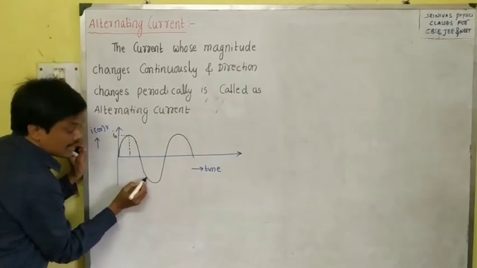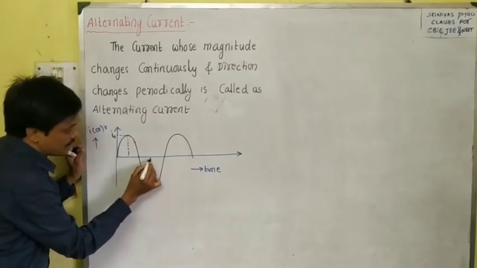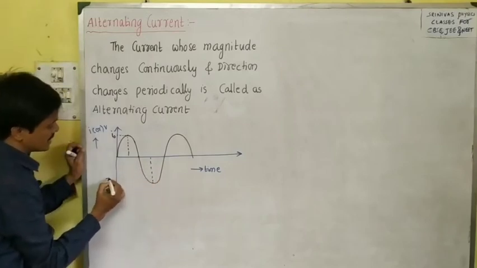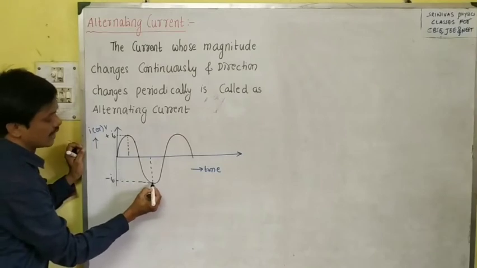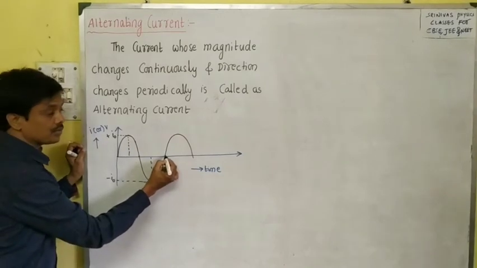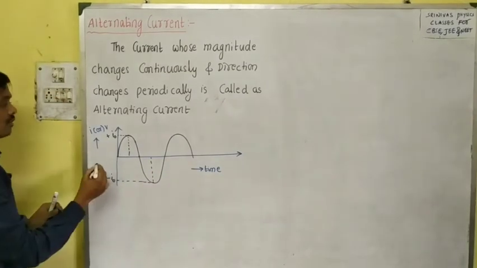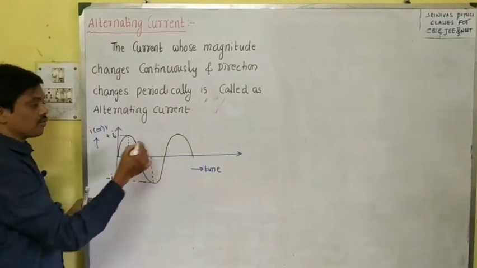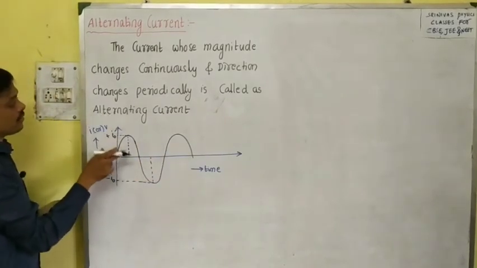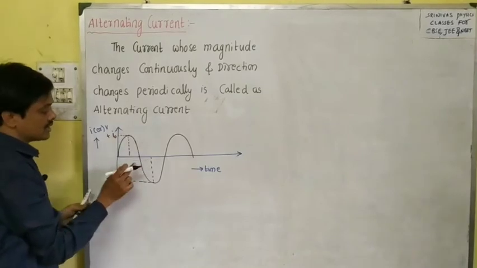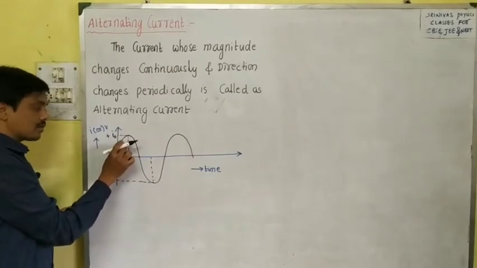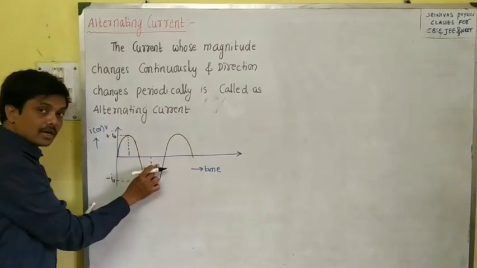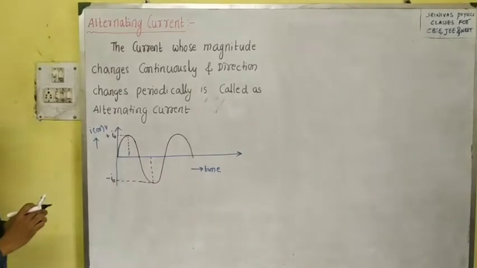This means that the current oppositely increases and becomes maximum. This is minus I naught. This is plus I naught. And oppositely current decreases and becomes 0. Like this, sometimes current flows in one direction, sometimes in another direction. The current value continuously changes, sometimes positive and sometimes negative. This is the alternating current.